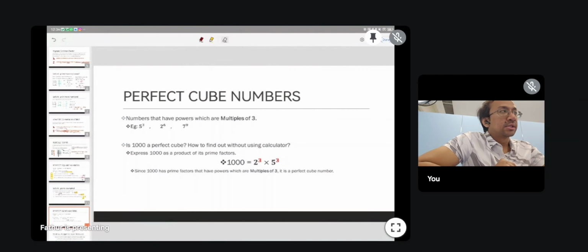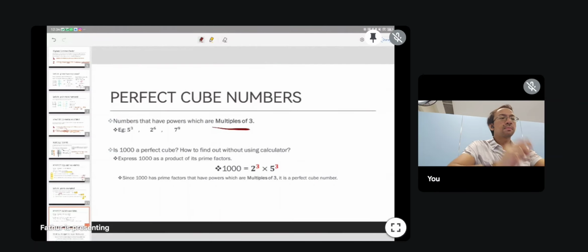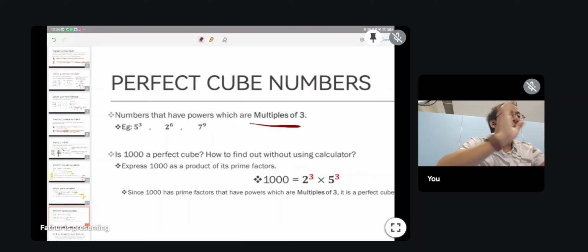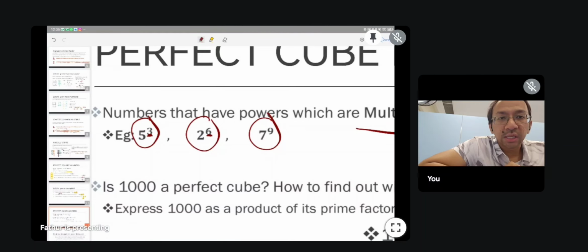So now perfect cube numbers. Perfect cube numbers. Numbers that have powers which are multiples of 3. Okay? Multiples of 3. Instead of having even number powers, I make sure my powers are multiples of 3. So I have 5 power 3, 2 power 6, 7 power 9. If you look at the powers, they are actually multiples of 3, right? Power of 3, power 6. Power of 6 is multiple of 3, what? Power of 9, multiple of 3.